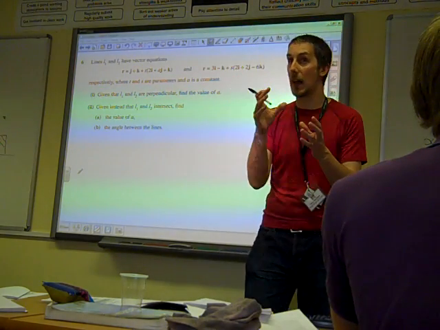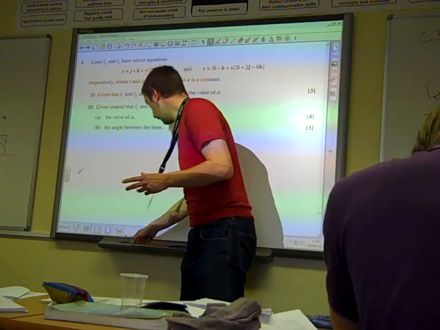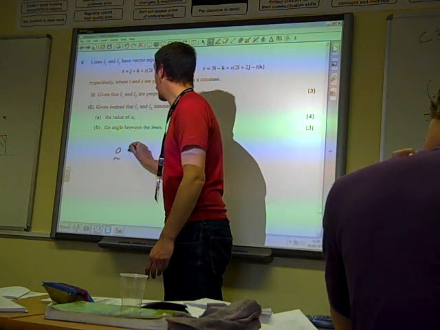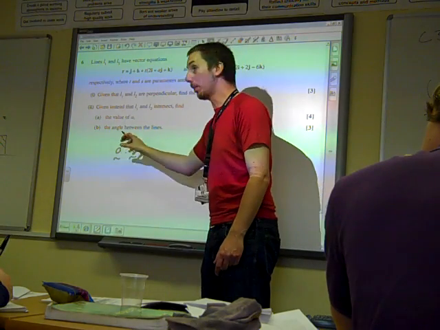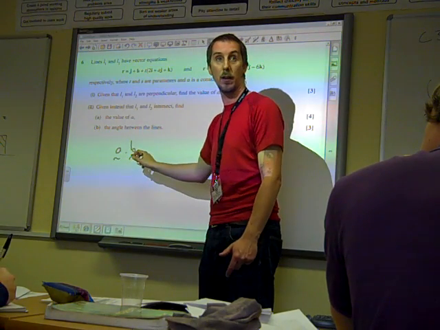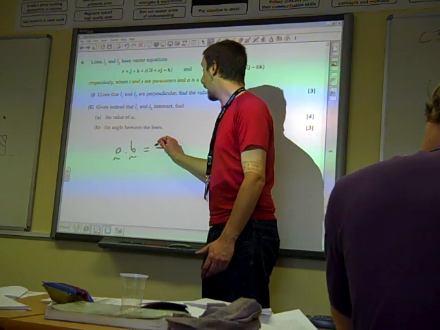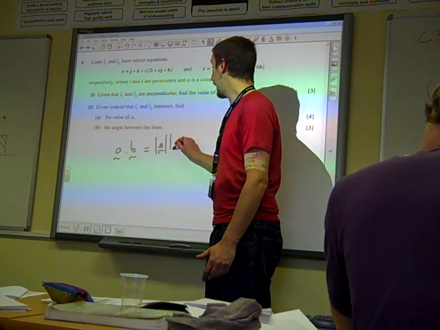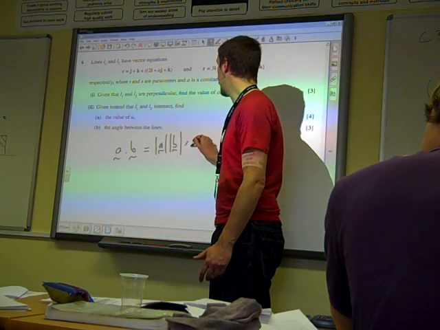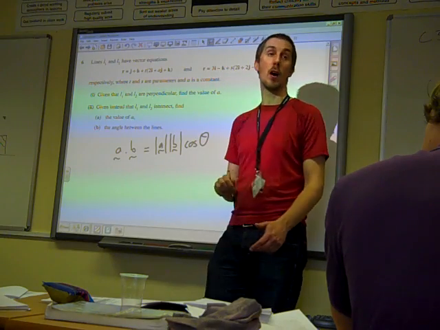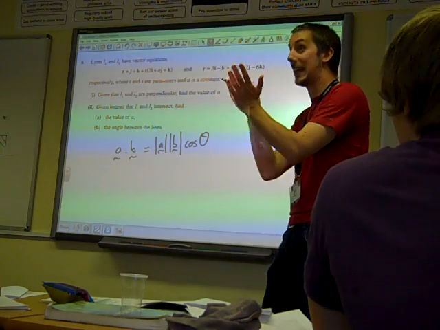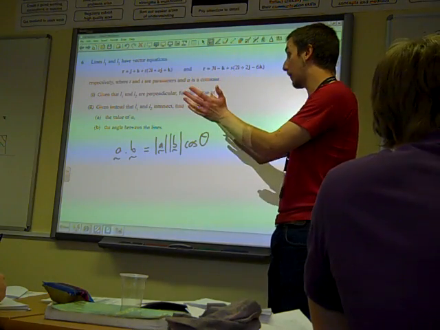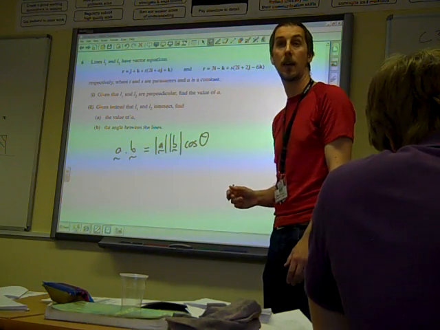Okay, we haven't recapped vectors, but we do know that we have this thing which some people call the dot product, some people call the scalar product. If you multiply these two vectors together in this way, then you get the length of a times the length of b times the cosine of the angle that's between them. So whatever direction they go in, the angle that they would make.